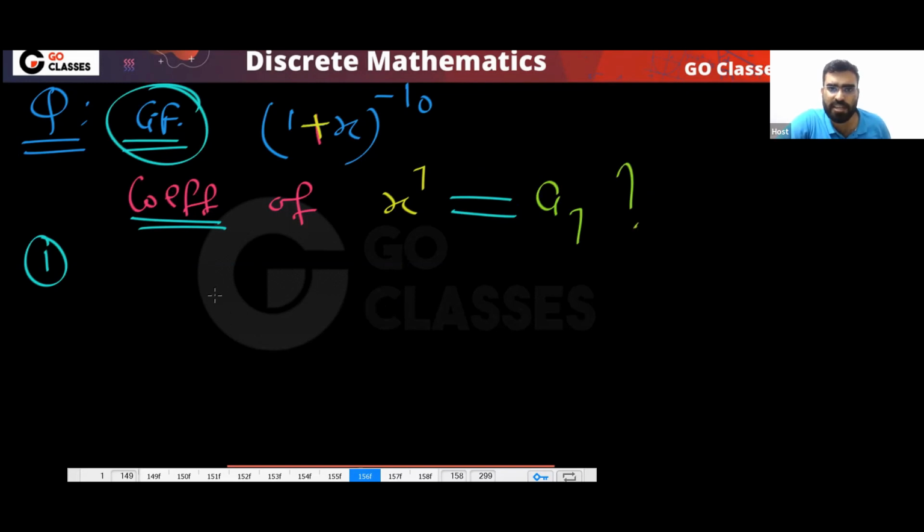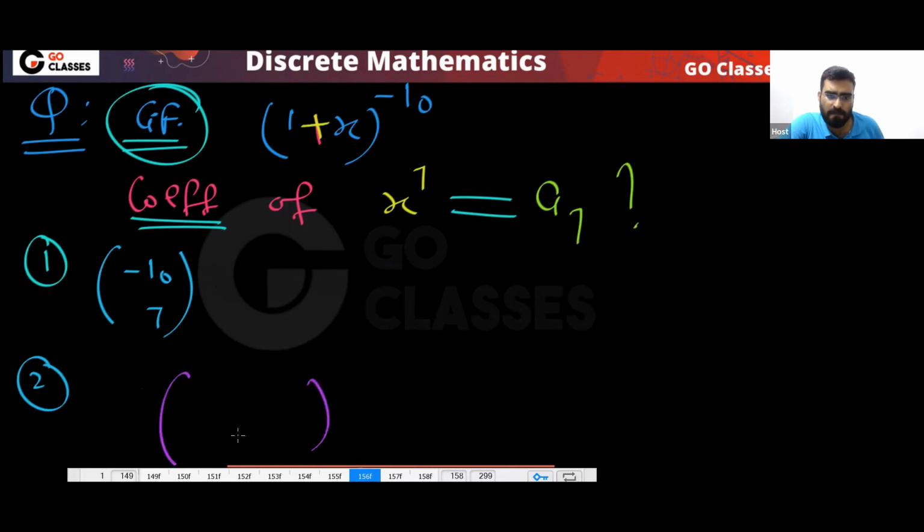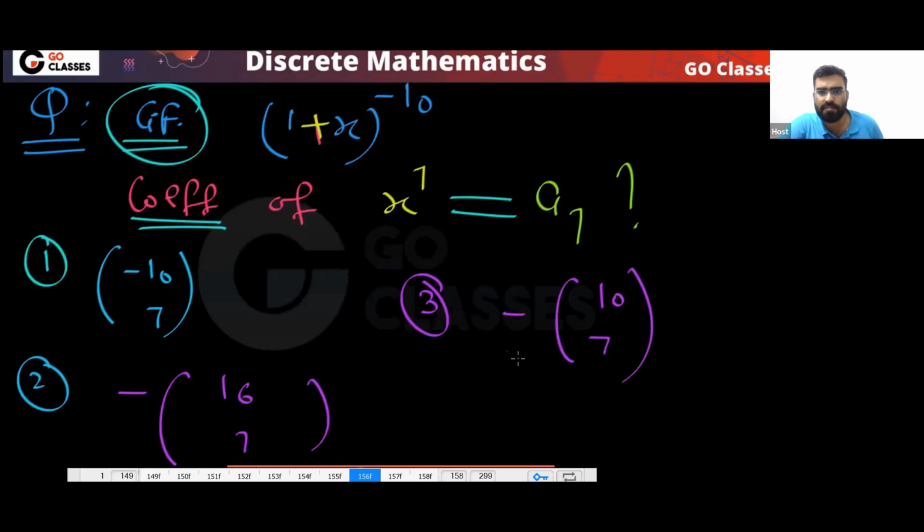But in the options, what can they give you? They can give you minus 10c7. But let me tell you, they will not give you this option. They will give you options something like 10 plus 7. This type of option they will give you. Are you getting what I'm saying? Tell me, which answer is correct?